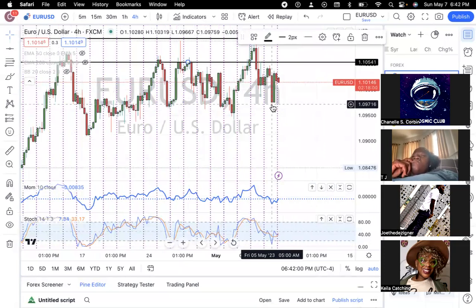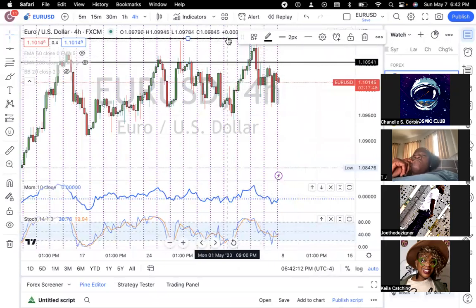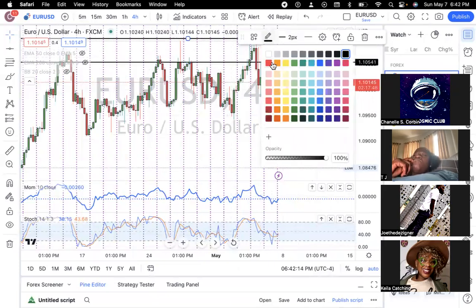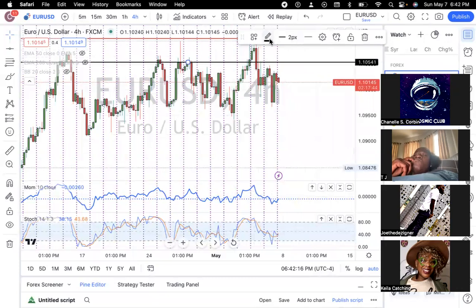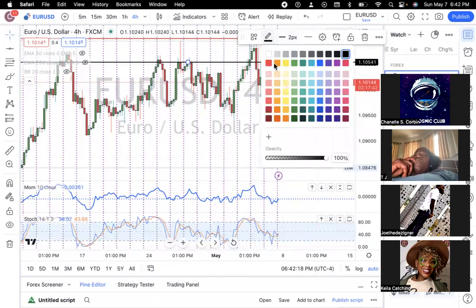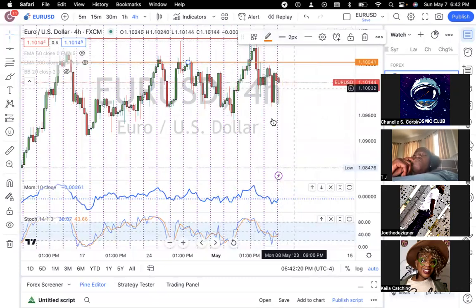So on a 4-hour, you should be looking from anywhere from 50 to 75 pips, right? In this case, we can see this is our 4-hour resistance. Let me just change the color and turn it red. This is our weekly resistance in red. Our 4-hour is going to be orange.